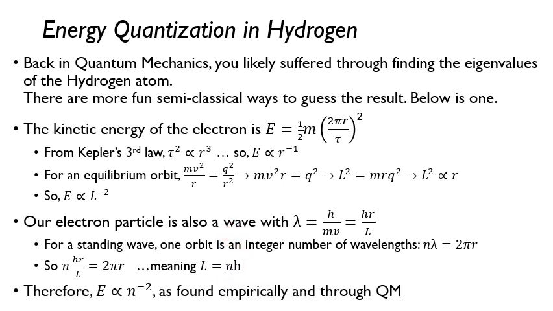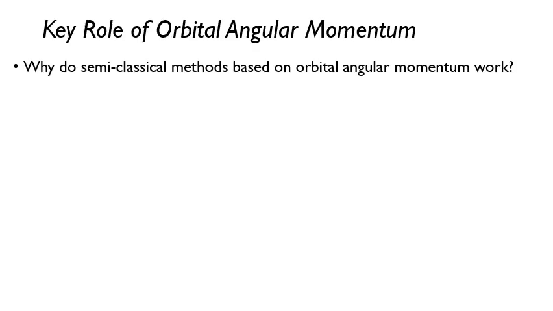And so finally, because the energy of the orbit is proportional to 1 over angular momentum squared, that means that the energy of the orbit is proportional to 1 over this integer squared, and this is what we call the principal quantum number. And this is what you find empirically through quantum mechanics, and you also find this through a different semi-classical estimate that, again, you'll do in the homework.